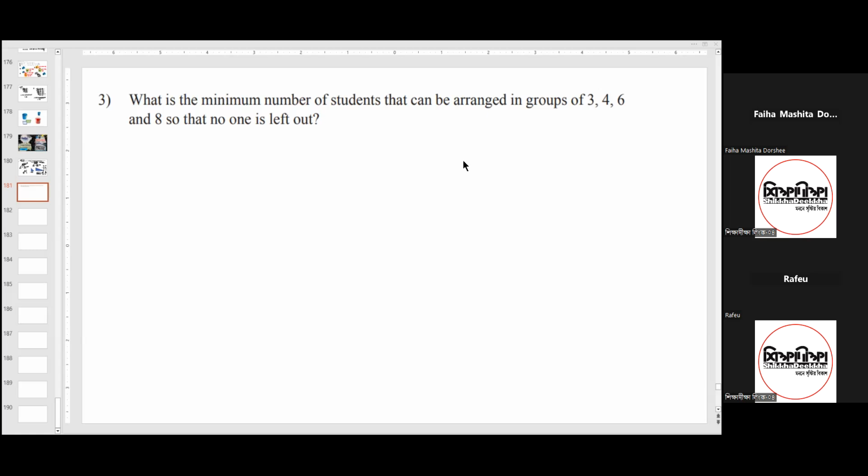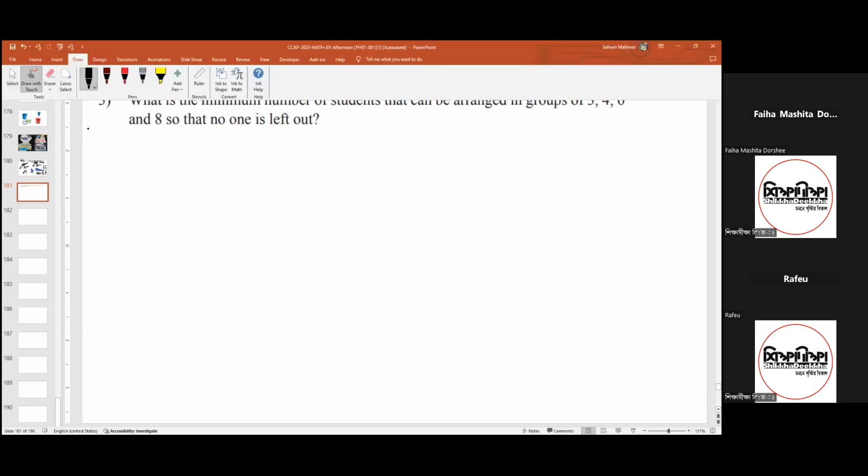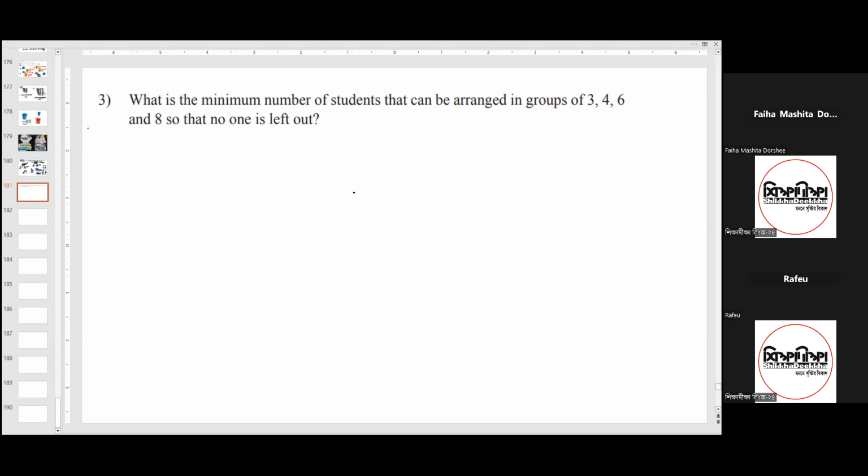Okay. Now, what is the minimum number of students that can be arranged in groups of 3, 4, 6, and 8? Rafi or Doshi, are you there? Yes, sir. So what are we supposed to do actually? We'll have to find out the LCM, right? Yes, sir. But why? Since the word minimum is here, that's why.